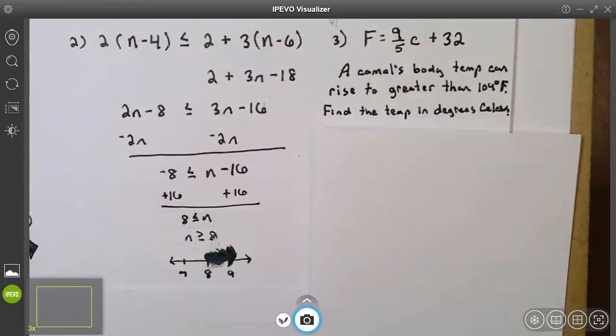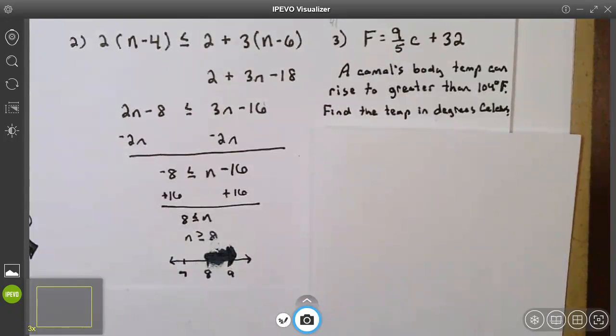Number 3 is a word problem. Number 3 says, the normal body temperature of a camel is 97.7 degrees Fahrenheit in the morning. If it has had no water by noon, its body temperature can be greater than 104 degrees Fahrenheit.